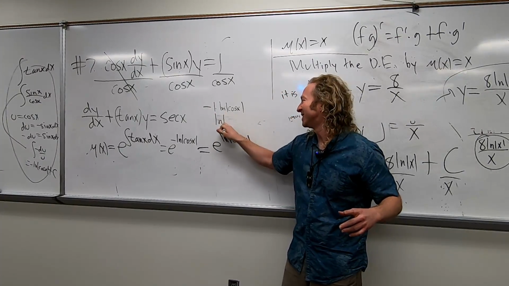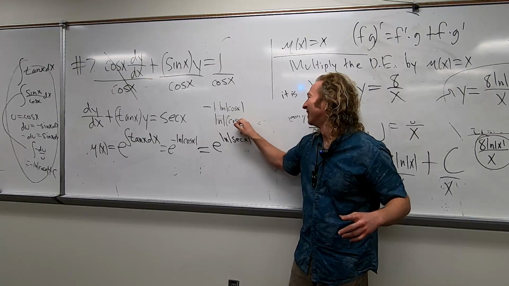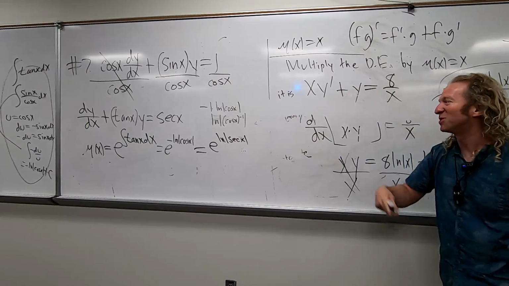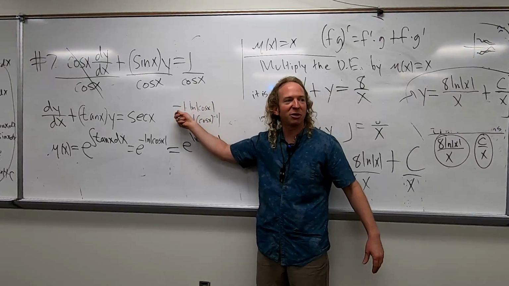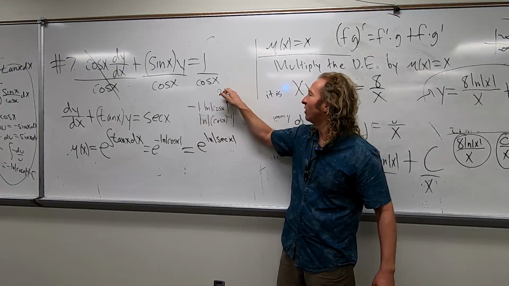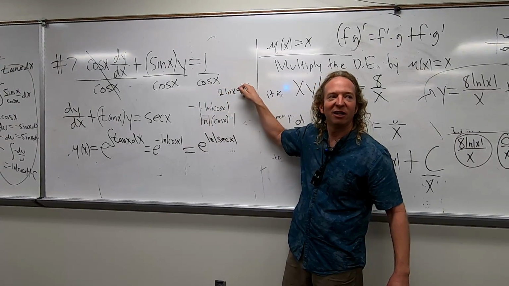It becomes this. Yeah. Then it's 1 over cosine, which is secant. Right, you can do that with the numbers. You can bring them up. They become exponents, right, and logs. Remember, like if you have 2 ln x, that's ln x squared.